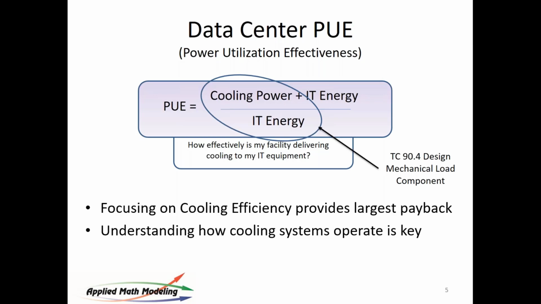That's what they call the mechanical load component. They have both a design and a measured component of this. But over time, there's going to be more focus on, is the data center TC 90.4 compliant? And so we're going to be talking about those parameters today. And it is really cooling power divided by IT energy that makes that all happen.